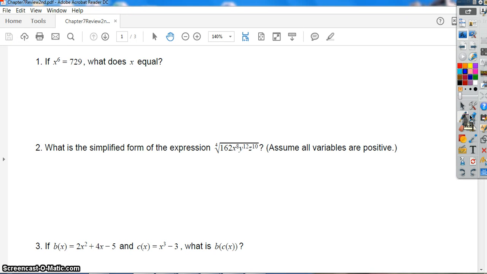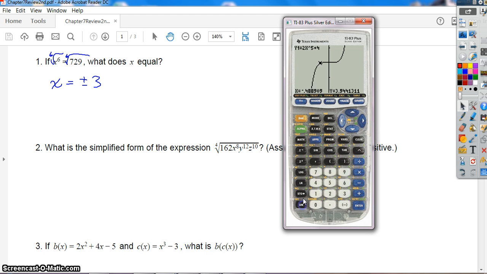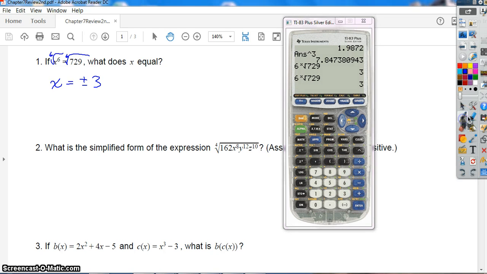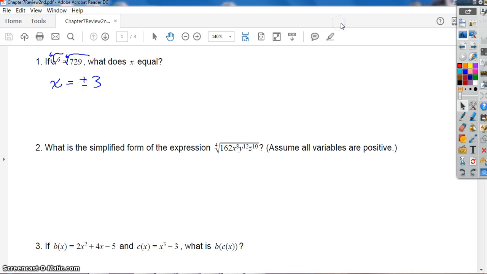Let's try this again. If you take the sixth root of 729, you will get x is equal to positive or negative 3. If you're wondering how to type that in on your graphing calculator, this is what you would be looking at. You would want to hit 6 first from the screen. Now there it is, 6 first, math 5, 729. You can see I have it up there already. Remember, even roots, you need positive and negative.